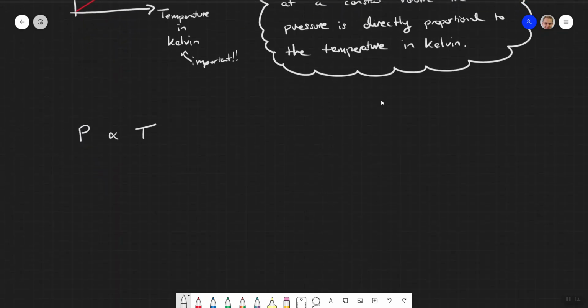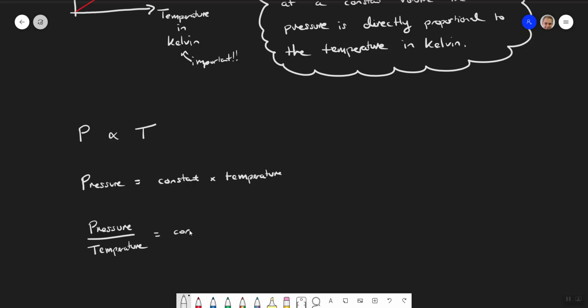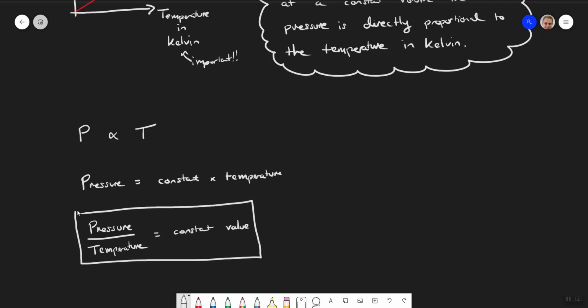And if we do our mathematics again, that would allow us to say that the pressure of the gas is equal to some constant times the temperature. We did see this at the end of the last lesson: if you take the pressure and divide it by the temperature, we get a constant value. And much like Boyle's law, the number you get depends on the volume of the container and the amount of gas in there. But what it gives us is a relationship where the pressure of the gas divided by the temperature in Kelvin gives us a fixed value.